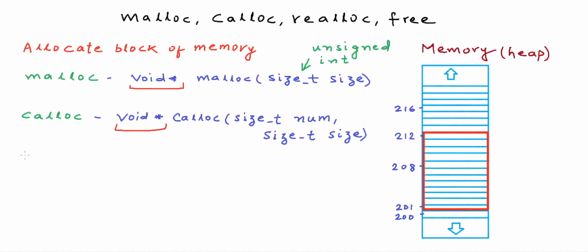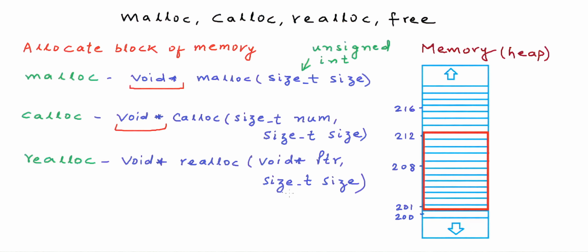The third function that we want to talk about is realloc. If you have a dynamically allocated block of memory, and you want to change the size of this block of memory, then you can use realloc. This function takes 2 arguments. The first argument is a pointer to the starting address of the existing block, and the second argument is the size of the new block. There can be a couple of cases in realloc.